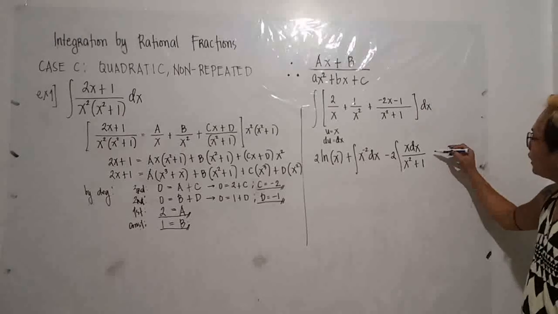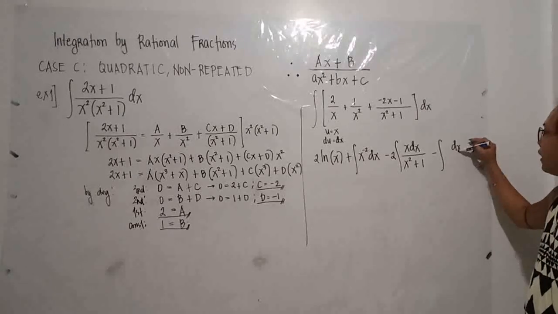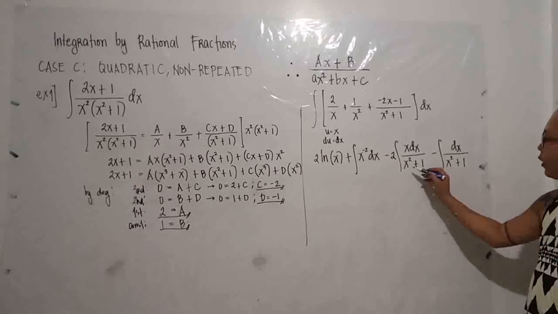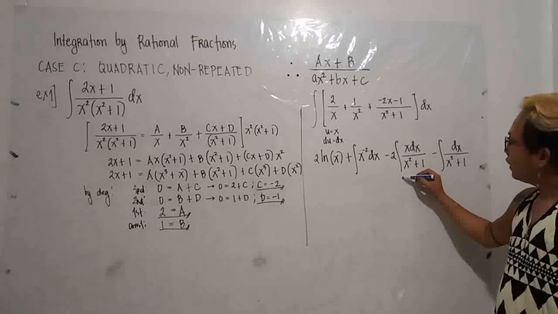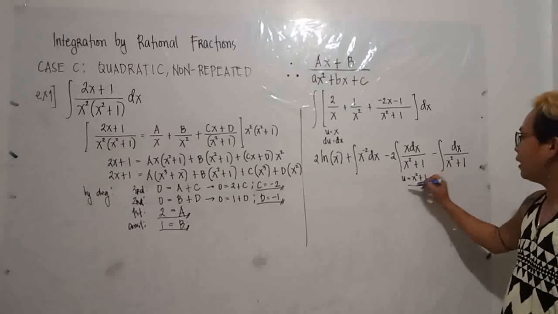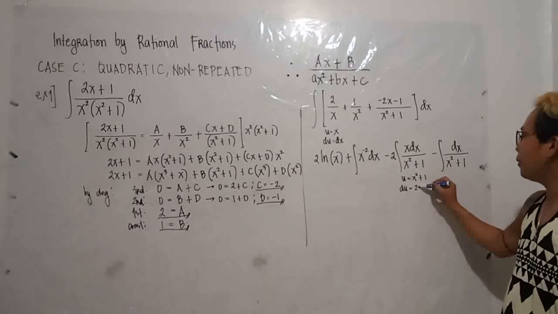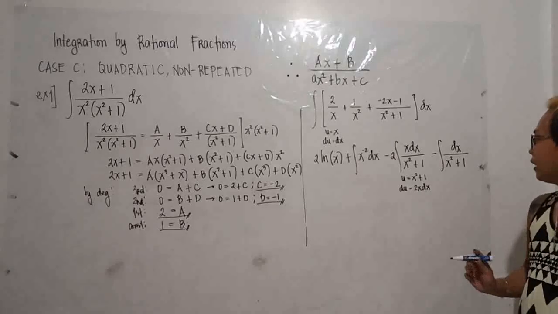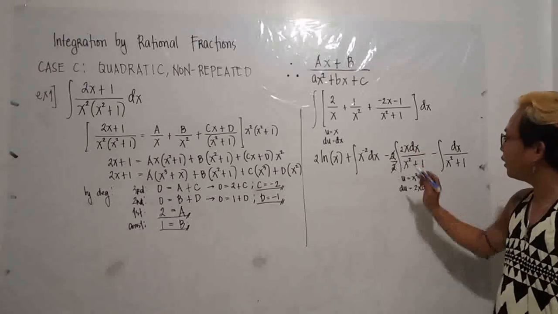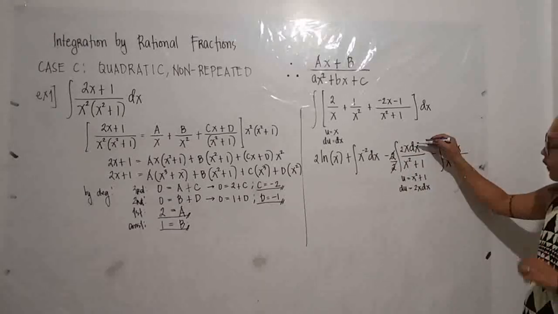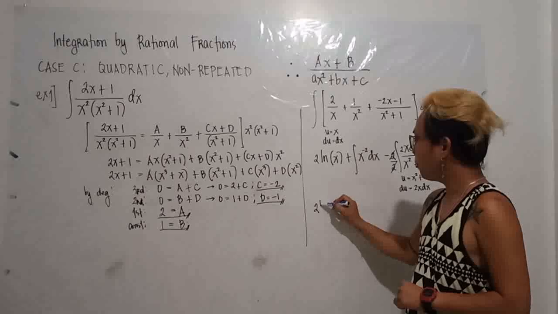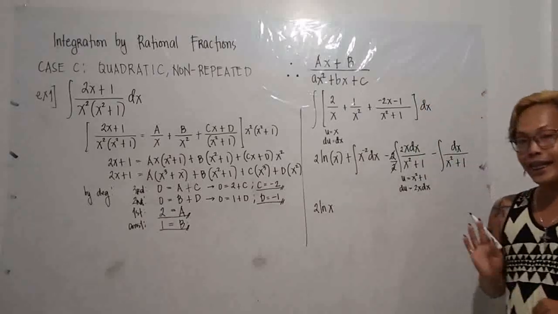Then the next one is minus the integral of dx over x squared plus 1. If we solve this, this is under of ln. By letting u as x squared plus 1, you will now have du as 2x dx. Since you need to balance by 1/2, makakancel yung 2 sa labas. Then you will now have du over u, which is ln of u. So you will now have 2, then ln of x.